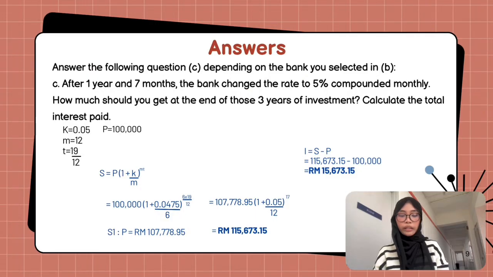Close the bracket, and MT is 6 multiplied by 19 divided by 12, and we can get the S1, which is P, is RM 107,778.95. Then the S1, which is P just now, we substitute it back into the formula, P equals 107,778.95 (1 plus 0.05 or 5%, which we get from the question given, divided by 12) to the power of 70, then we can get the total of 3 years of investment.